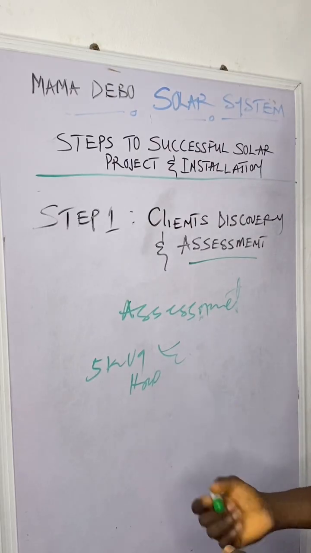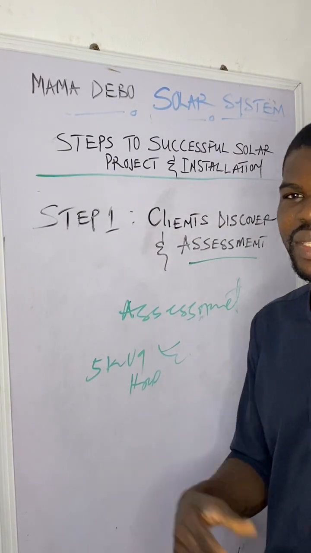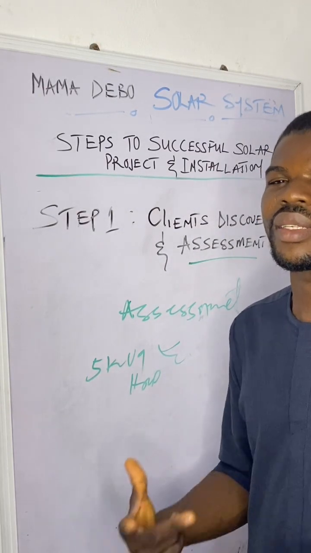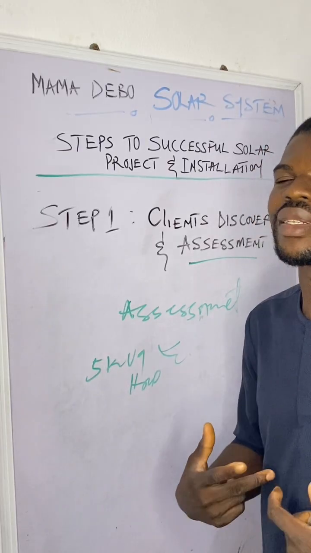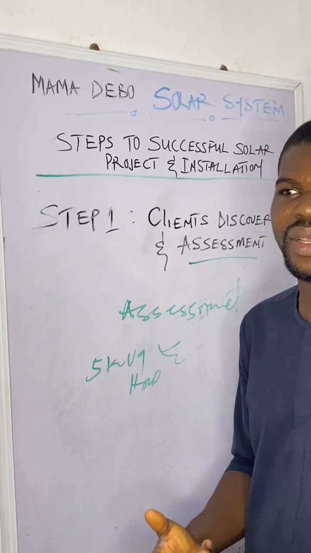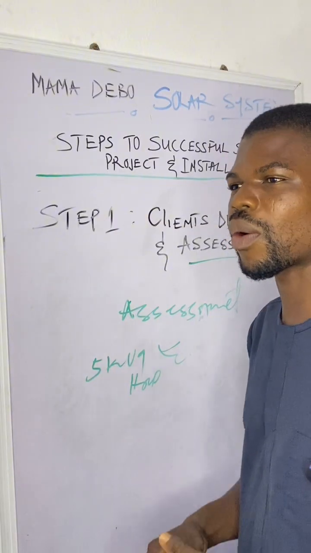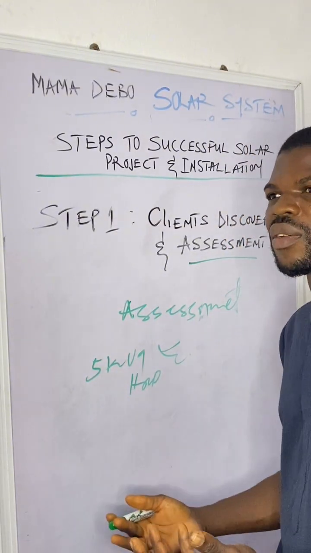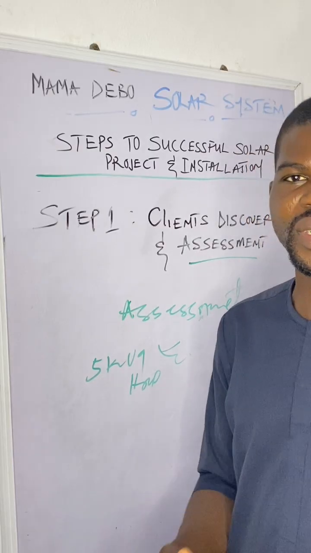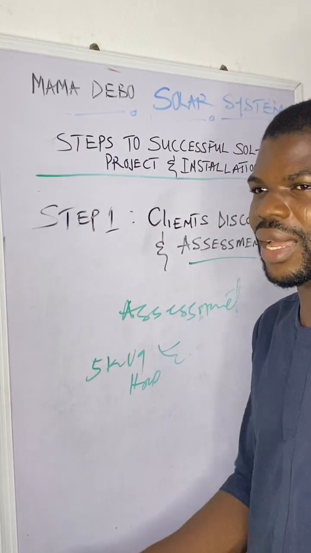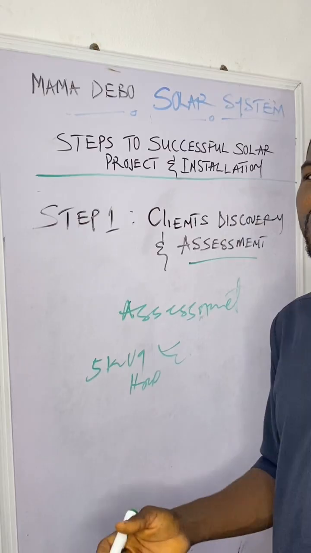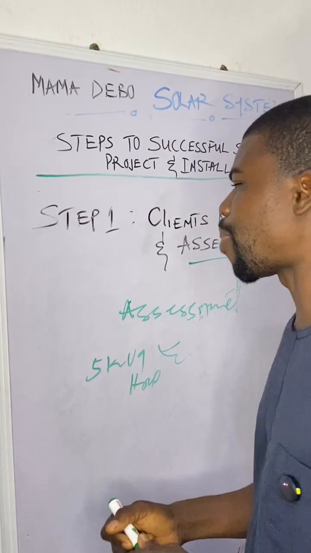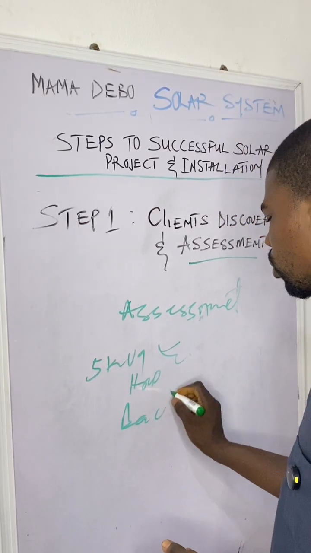That's the first thing. And during your assessment, you must understand your client's needs. What are the things you want to power with the solar system? What are the things you want to use the solar system for? Are you planning to use it during the day? Are you planning to use it at night? Or are you planning to use it for the whole day? What is the backup time you are looking for?